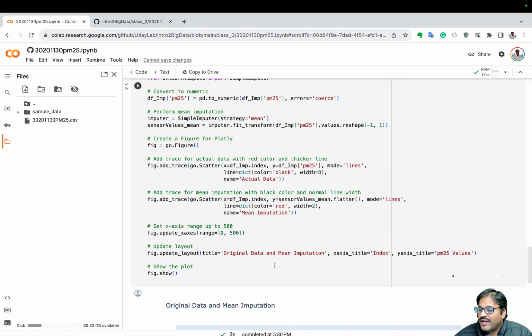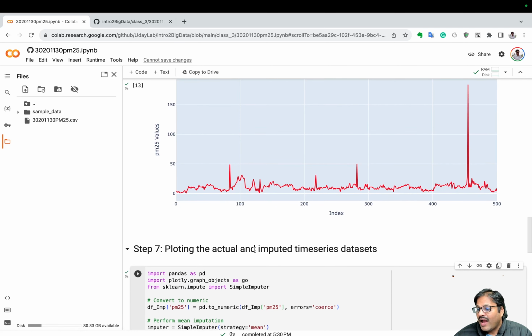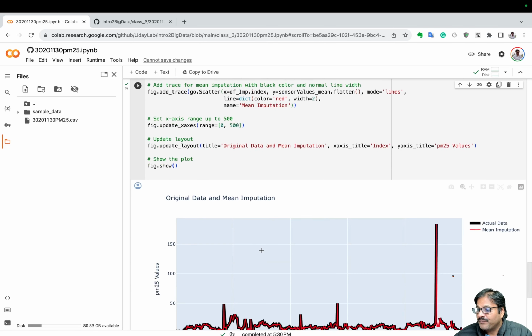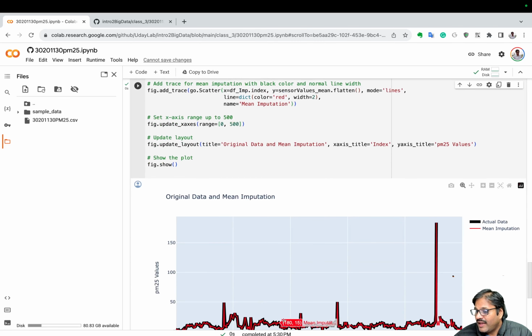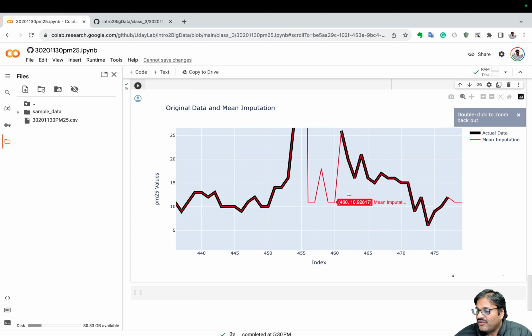For brevity, we can overlay the actual data and the imputed time series data. So you can see here, the actual data is represented with a thick black line, while the imputed data is represented with the red line. So as you can see here, where there is missing data, using mean imputation, we have predicted the missing value. So this is how mean imputation works.